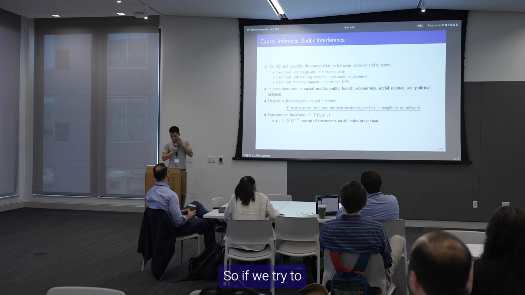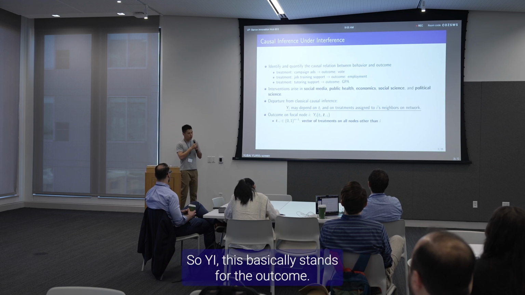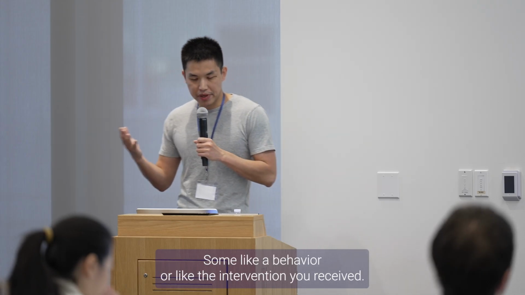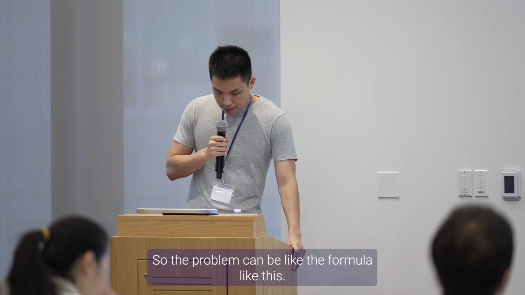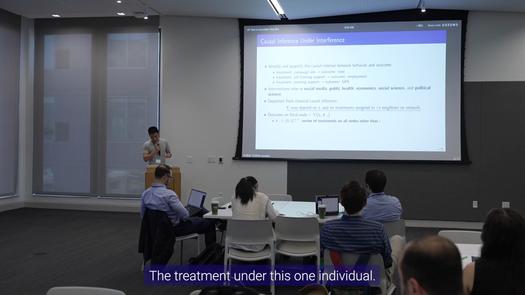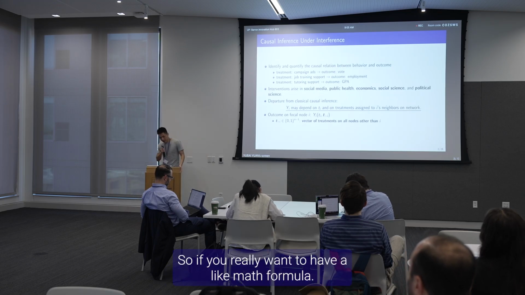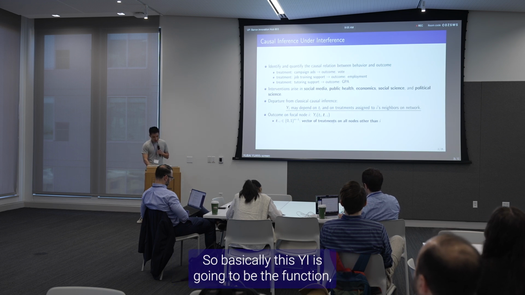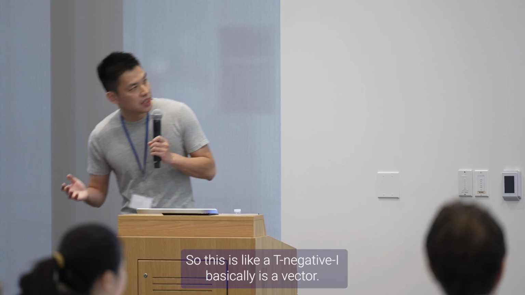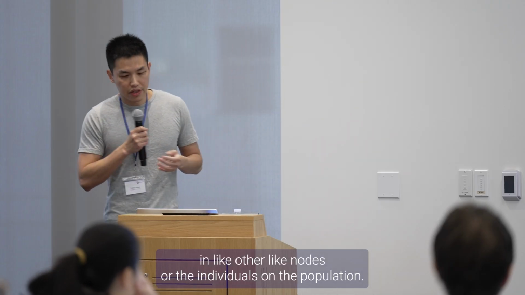If we try to quantify this kind of intervention, we're going to use the notation here. So y_i basically stands for the outcome we observe at the i-th individual. T_i is the treatment, as we mentioned before, some behavior or intervention you received. So the problem can be formulated like this: y_i not only depends on T_i, the treatment on this individual, it also depends on the treatment received by other individuals on the network. If you really want a math formula, y_i is going to be a function of T_i, its own treatment, and T_{-i}, a vector summarizing all the other treatments in other nodes or individuals in the population.